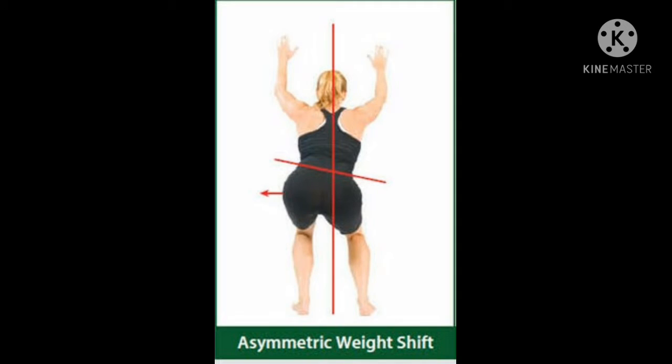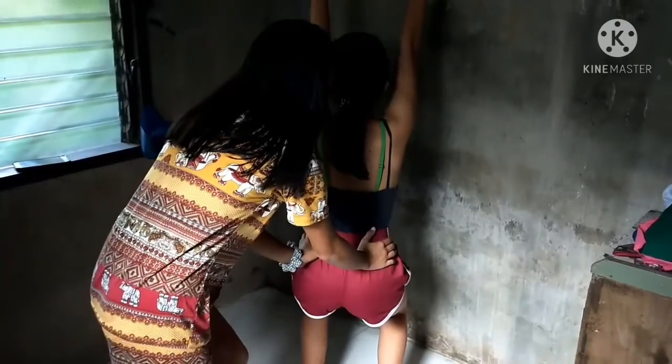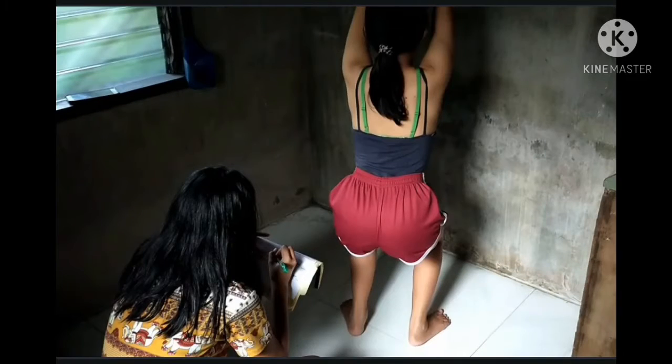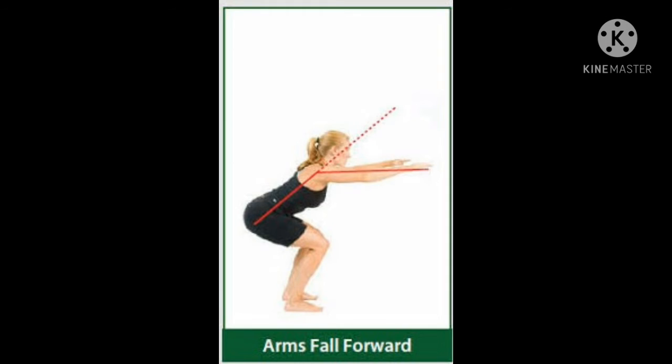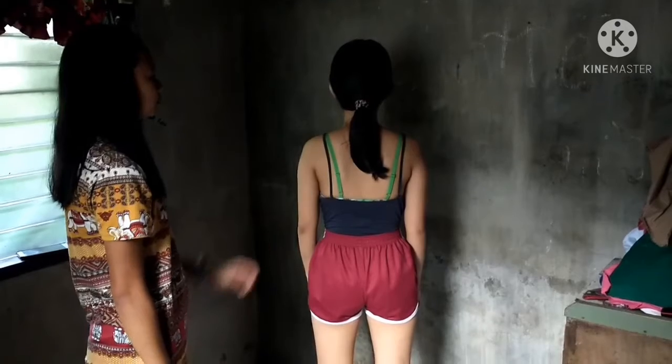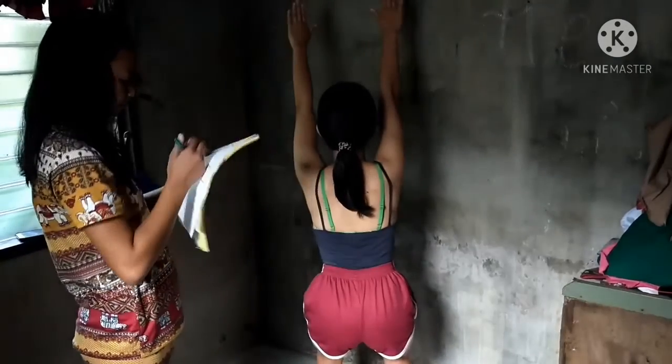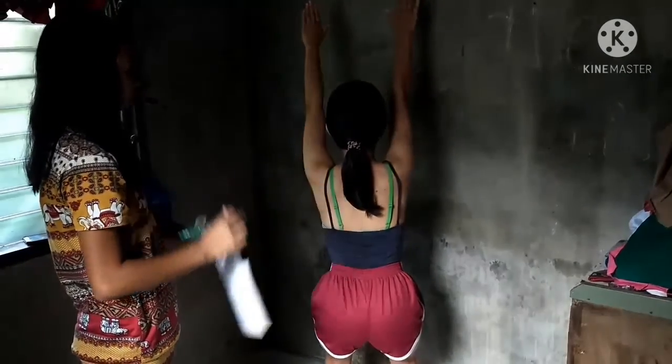However, in the lumbopelvic hip posterior view, there is only one selection, the asymmetric weight shift. As you can see, no weight shift occurred as I performed the overhead squat. So it is just normal. While on the shoulder, there is also one classification, the arms fall forward. My arms do not fall forward nor backward, so my arms are just normal.